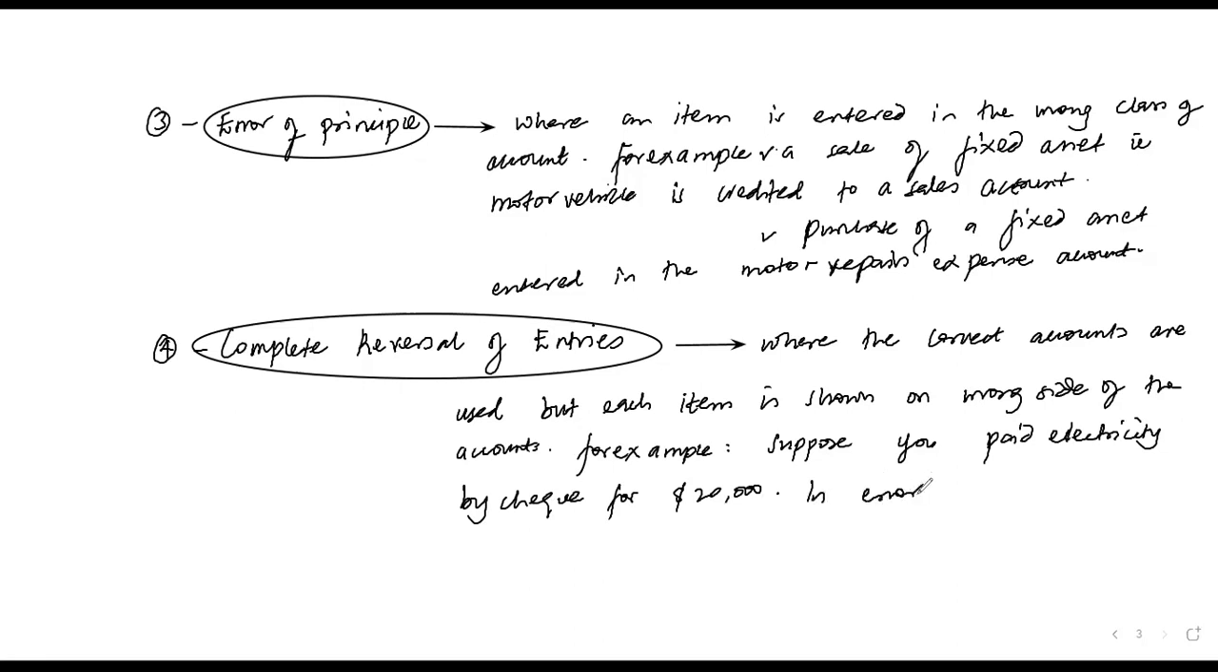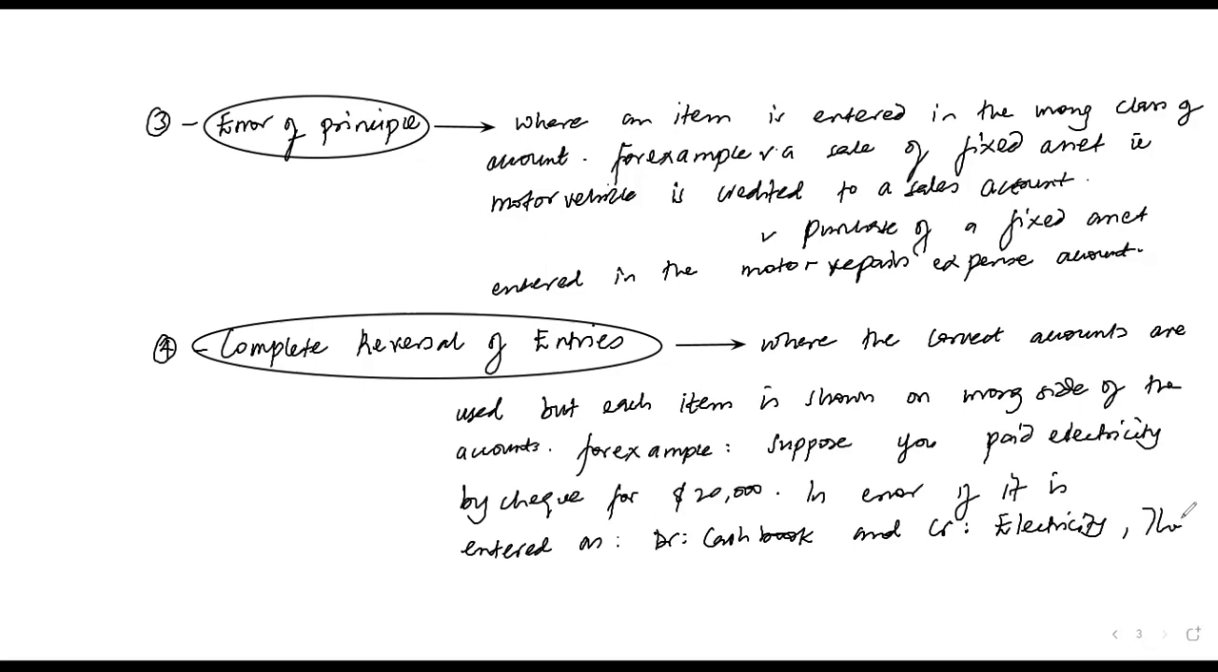In error, if it is entered as debit cash book and the credit electricity account, of course, the trial balance totals will still agree.